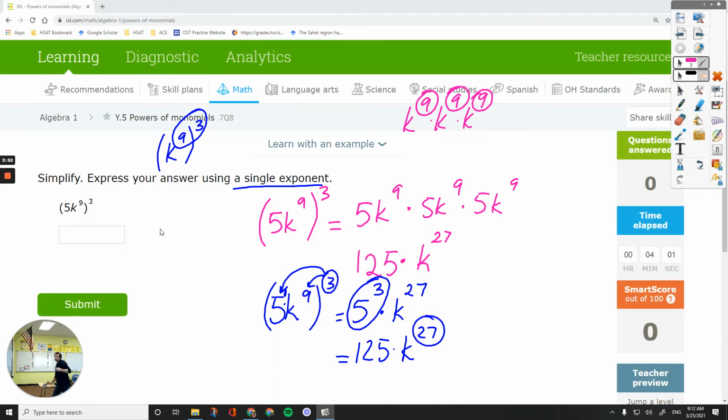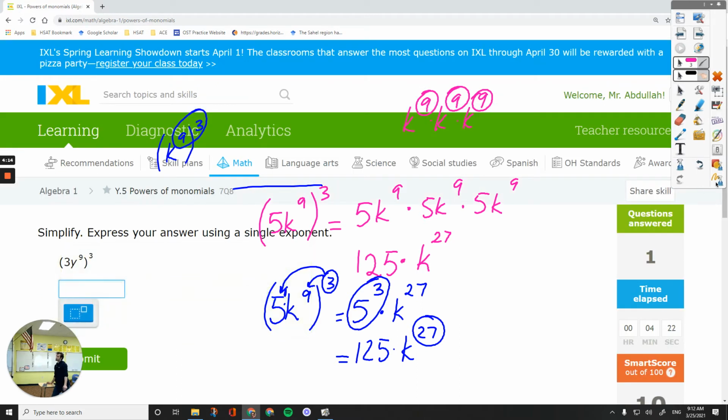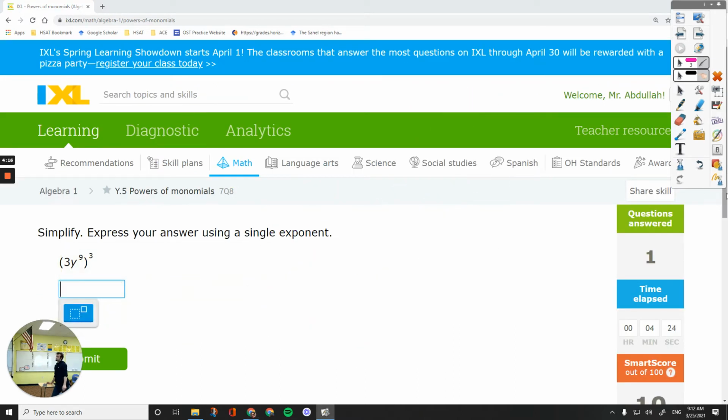I showed you two methods. The first one shows you why we are getting that answer, and the second one shows you the easier way by spending less time and effort. Let me just make sure that everything is right. 125 times k to the power of 27. Okay. Now let's do this one.